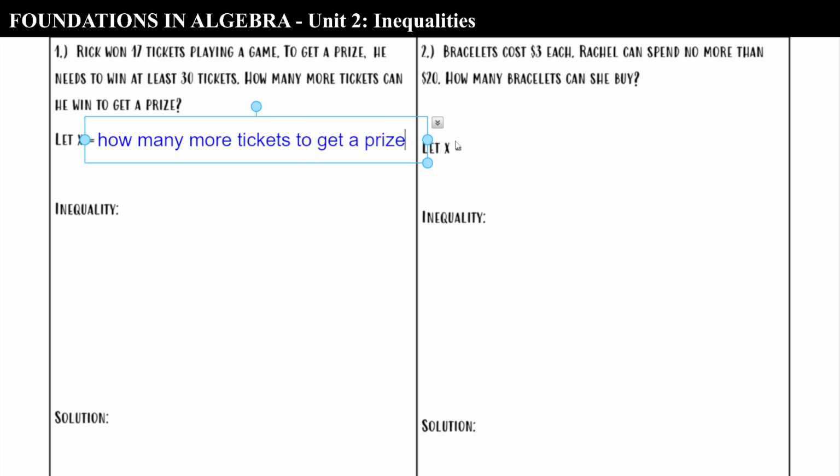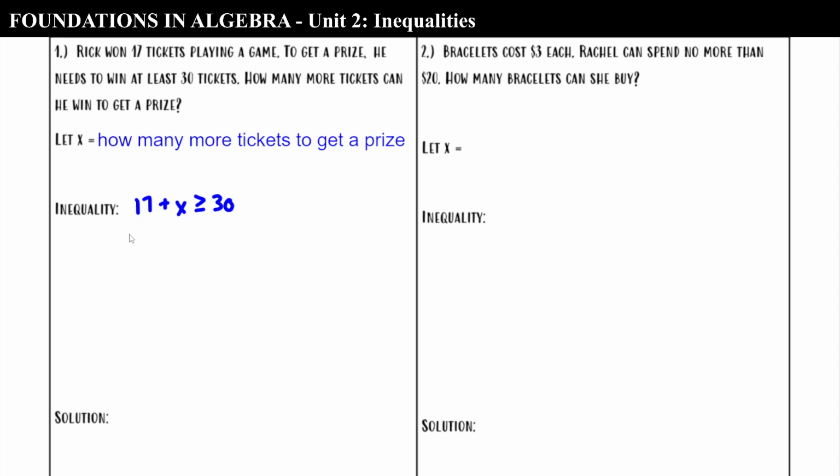So now we're going to set up an inequality. So he won 17 tickets, so he already has 17 tickets. He needs to get X more tickets, because we need to find out how many more he needs to get. And he needs to get at least that many. So we're going to be greater than or equal to, and then 30 is what he needs. If he has more than 30, he's good. If he has 30, he's good. He's not good if he has less than 30.